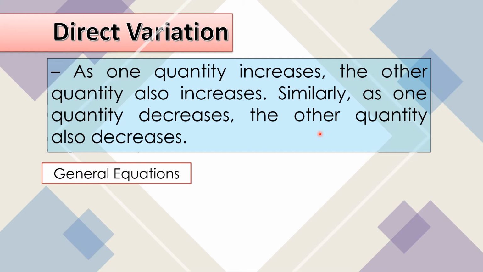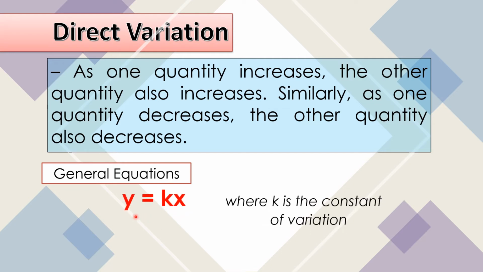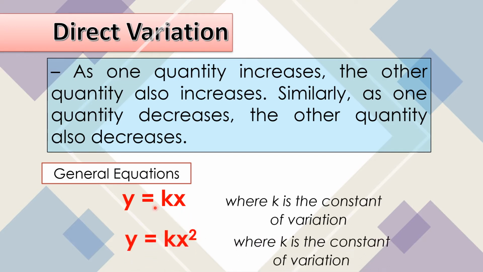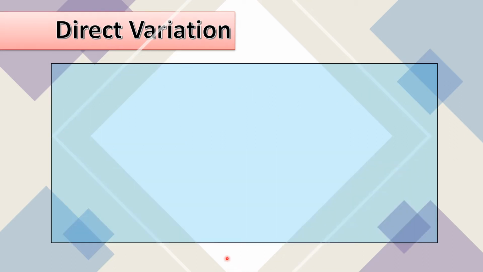And for our general equations, meron tayong general equation na gagamitin. Ang magiging itsura niyan is y equals kx, in which k is the constant of variation. Yung k natin ay constant. Itong y saka x, pwede siyang mabago, depende sa given statement. Then kapag naman direct square, we have y equals kx squared, where k is the constant of variation.